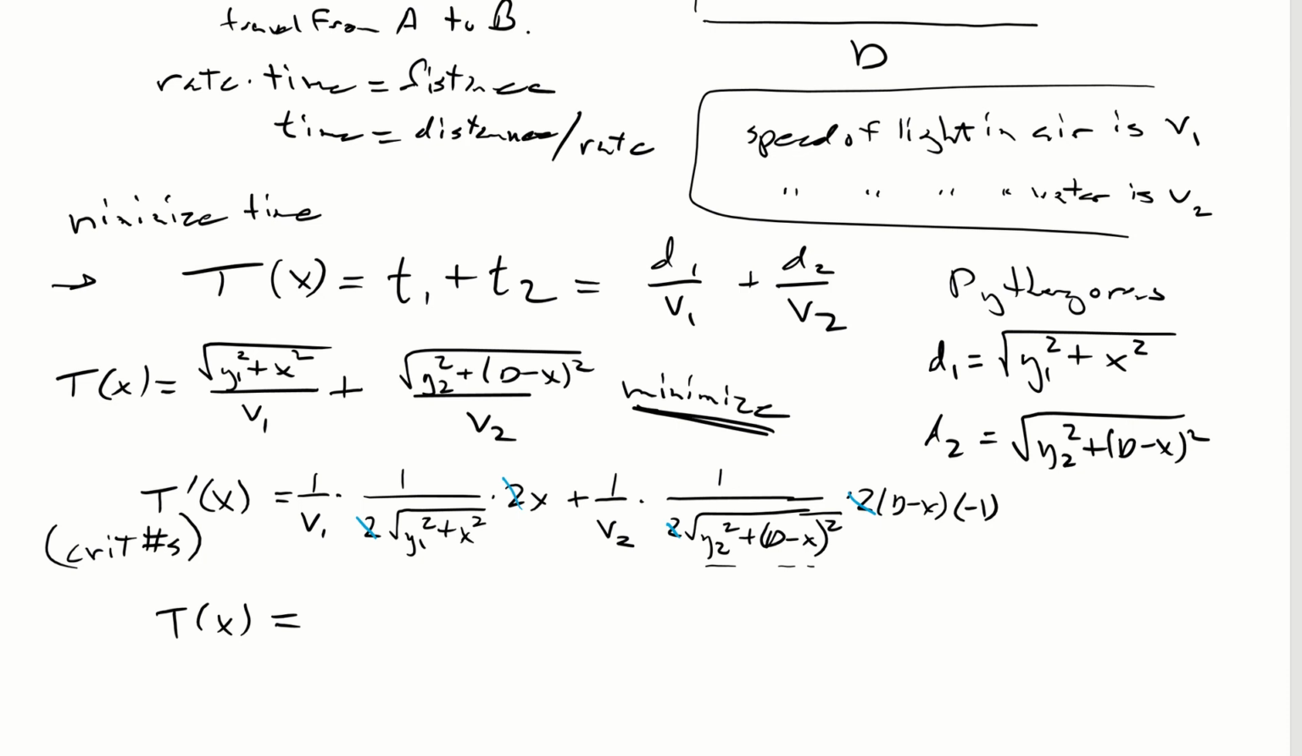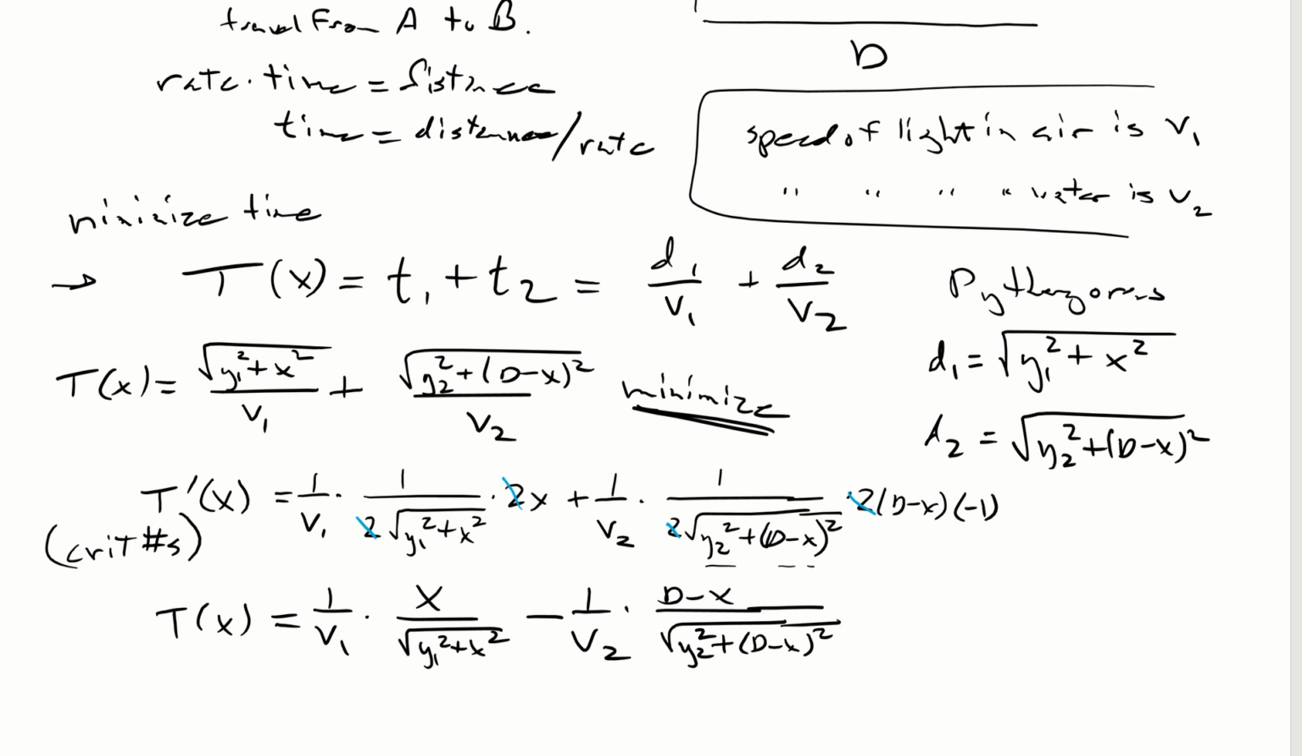And I'm going to write it as, let's see. How do I want to do this? Oh, yeah. I want to write it as 1 over v1 times x over the square root of y1 squared plus x squared. I'll bring the minus in front of this other guy, 1 over v2, and then times what we've got here, a (d minus x) all over the square root of y2 squared plus (d minus x) squared, okay? That's our derivative. And that thing we set equal to 0.